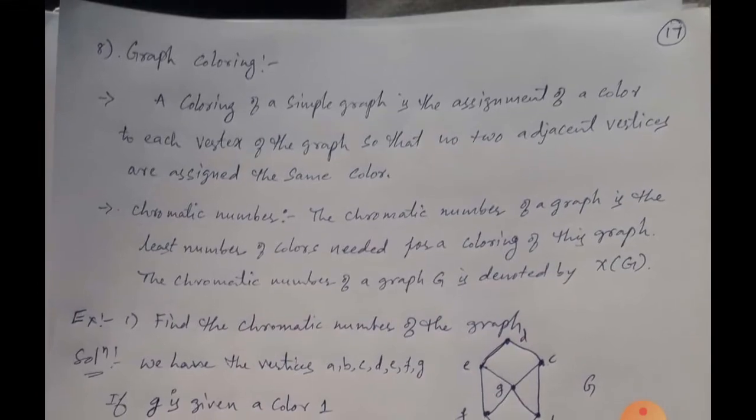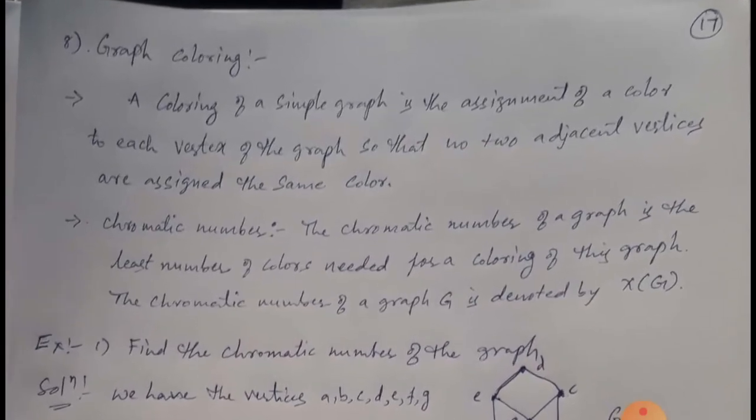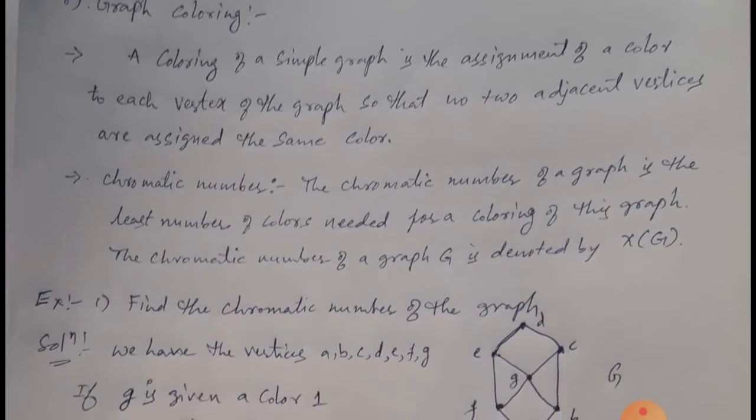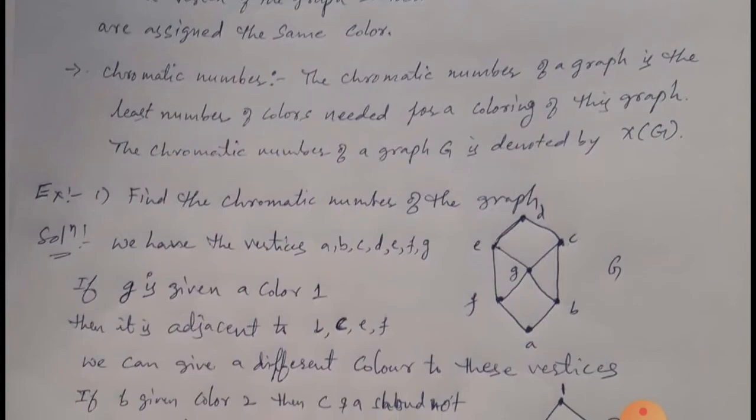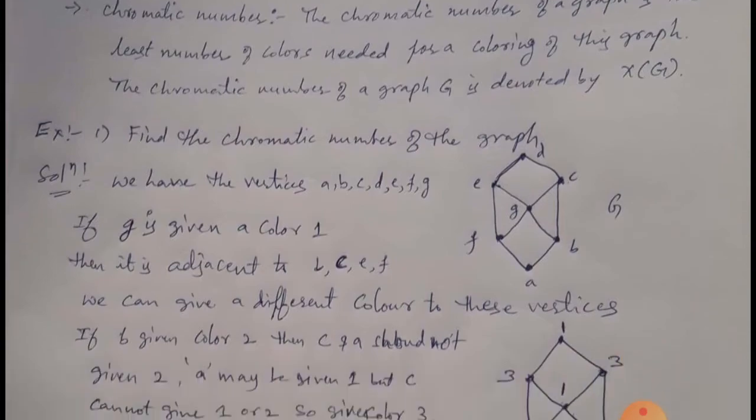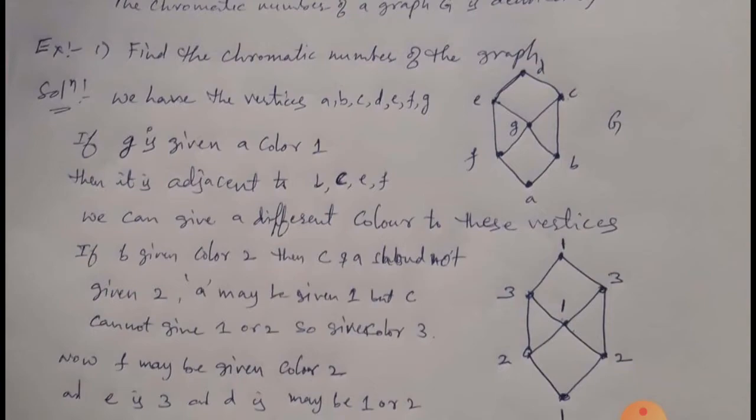Now the next and last page, 17th, graph coloring. That means we have to color a graph. Graph coloring is nothing but giving colors to the vertices. Now the definition of a chromatic number is also given. That means the minimum number of colors with which we can color the vertices. Now find the chromatic number of a graph; the example is given here.